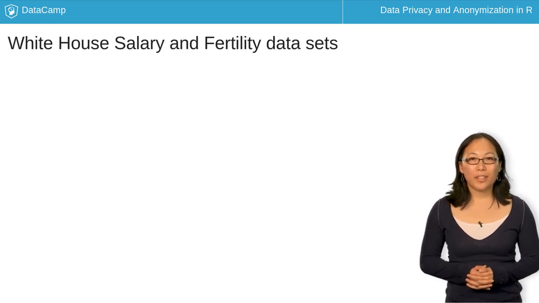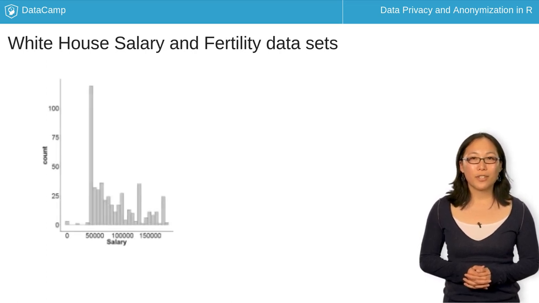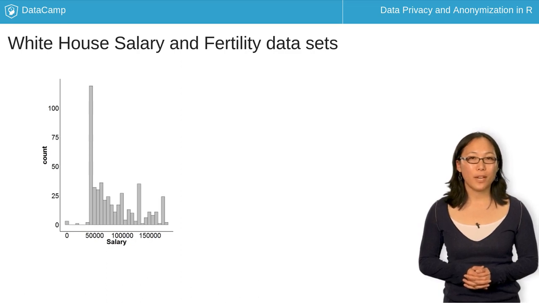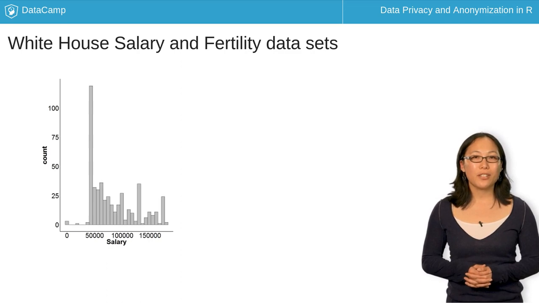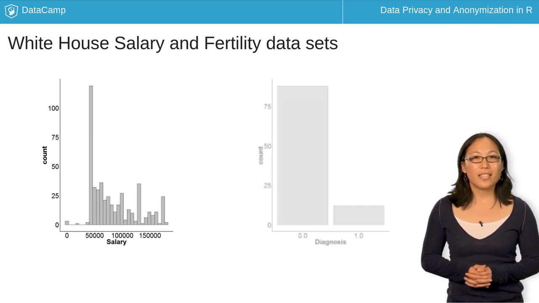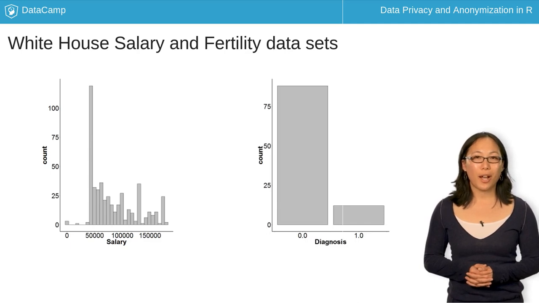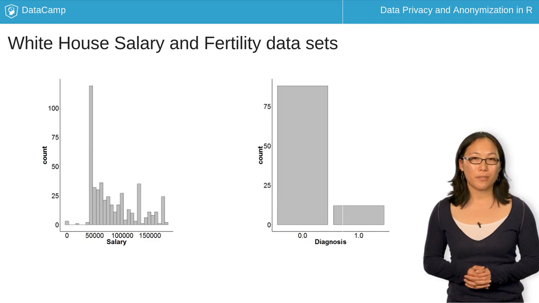You'll practice applying the various data privacy methods on two datasets. The first is a White House staff salary dataset from Socrata that contains information for individual staff members about their employment details, such as salaries. The second is a male fertility dataset from the UCI machine learning repository that was collected in order to determine infertility contributors, such as level of physical activity of a person and how smoking affects the health of sperm.